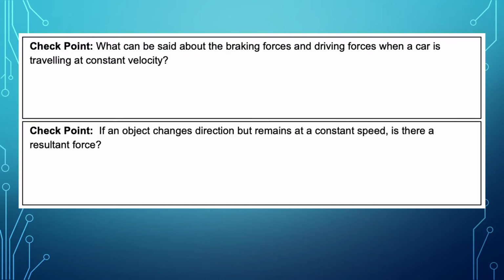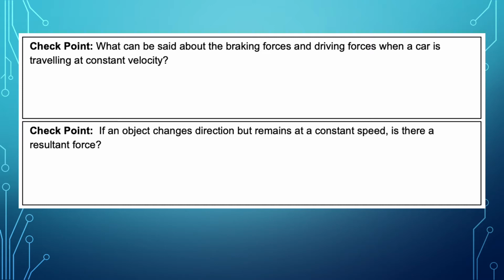So the first checkpoint question on page 45 asks, what can be said about the braking forces and driving forces when a car is traveling at constant velocity? So this is the point that I was trying to get at, okay? So the braking forces and the driving forces are just generally two forces that are working in opposite directions, right? Driving force means they're going forward. Braking force means it's trying to repel that driving force, right? Or trying to stop that driving force.